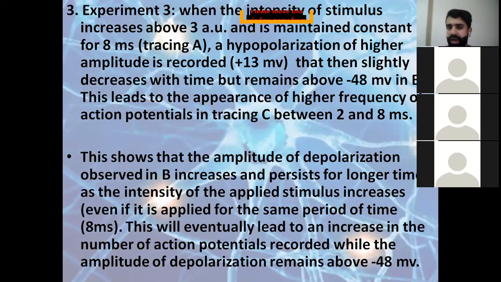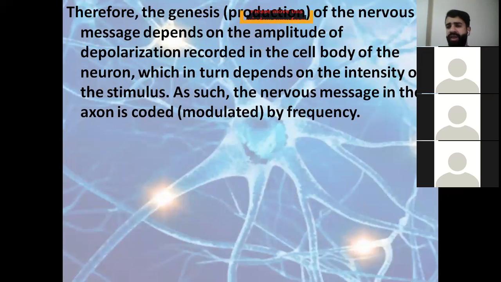So this shows what? This shows that the amplitude of depolarization observed in B increases, and it persists for a longer time as the intensity of the applied stimulus increases. So this will increase the number of action potentials recorded, while the amplitude remains above minus 48 millivolts. So here, the genesis, the production of the nervous message, depends on the amplitude of depolarization in the cell body of the neuron, which in turn depends on the intensity of the stimulus. So here, the intensity of the stimulus has the higher effect.